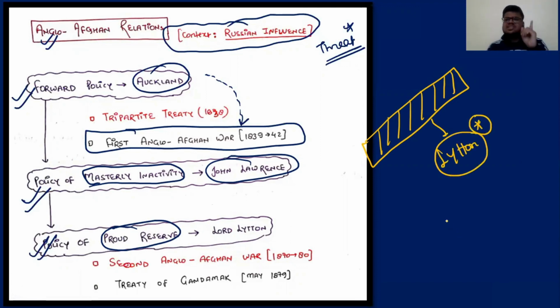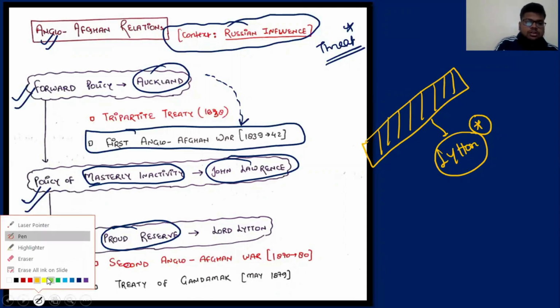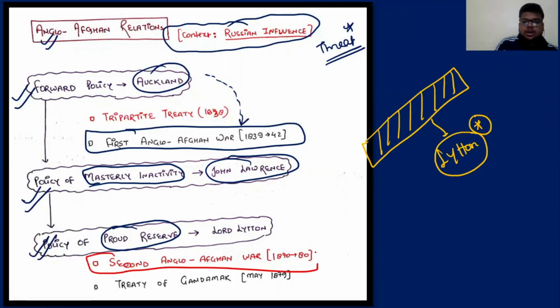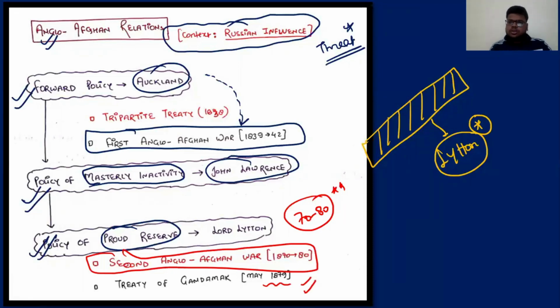We need to remember all these governor generals and viceroys very importantly. This will be in very strong focus in my modern history as we go forward. As we step into theme 2, you will see a very strong focus on the governor general. In fact, the whole theme 2 is divided into the governor generals and what was done in their time period. Okay? So the policy of proud reserve, in which you witness the second Anglo-Afghan War from 1870 to 1880. And then finally, the Treaty of Gandamak happens, a small town in Afghanistan near Kabul, in May 1879. Okay, let's start.